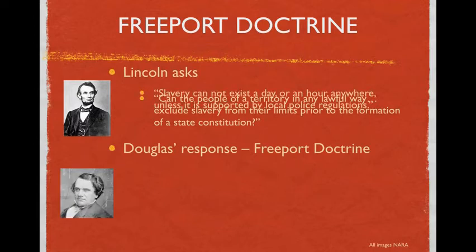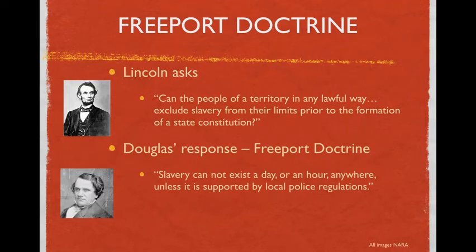So Douglas's response: "Slavery cannot exist a day or an hour anywhere unless it is supported by local police regulations." Basically, Douglas says a law is only as good as its police enforcement, and if you don't like the law, simply don't enforce it. And so that truly infuriates the South. Here they have this massive Supreme Court victory, and Stephen Douglas basically says if Northerners don't like it, Northerners don't have to follow it. That is not going to help him in the election of 1860.